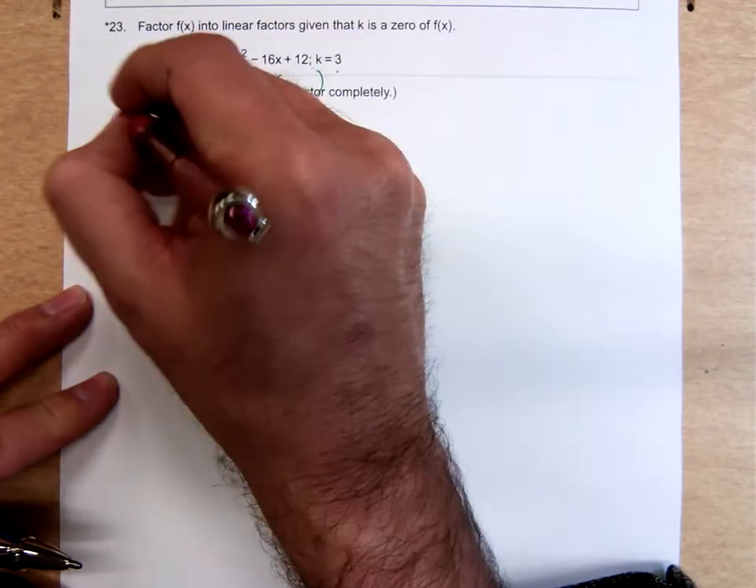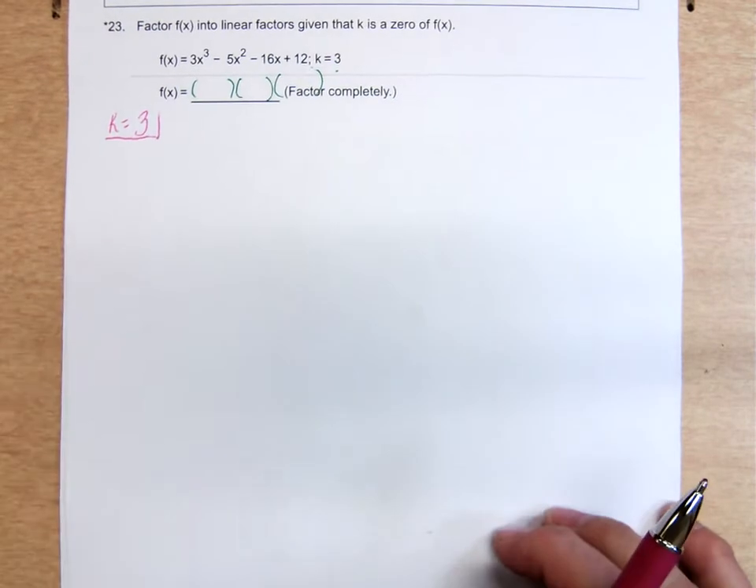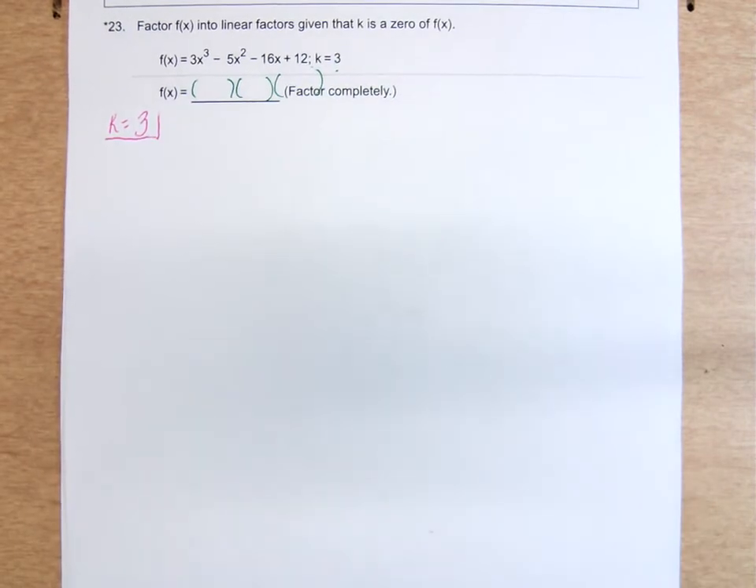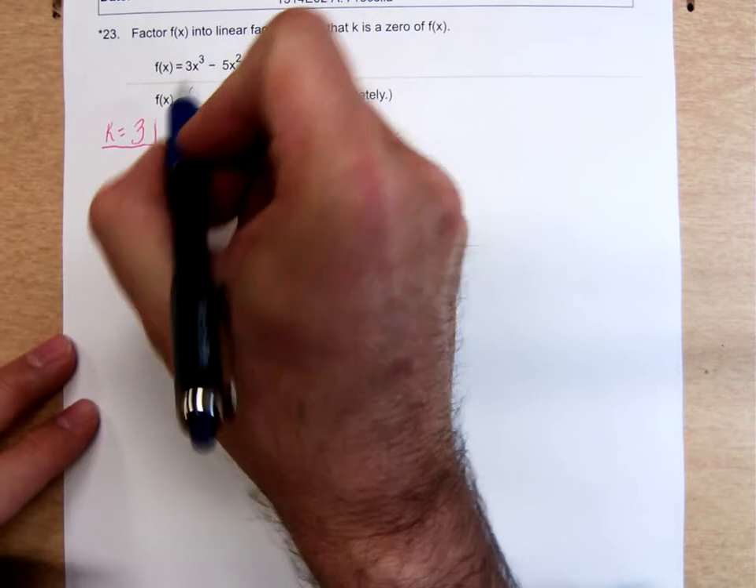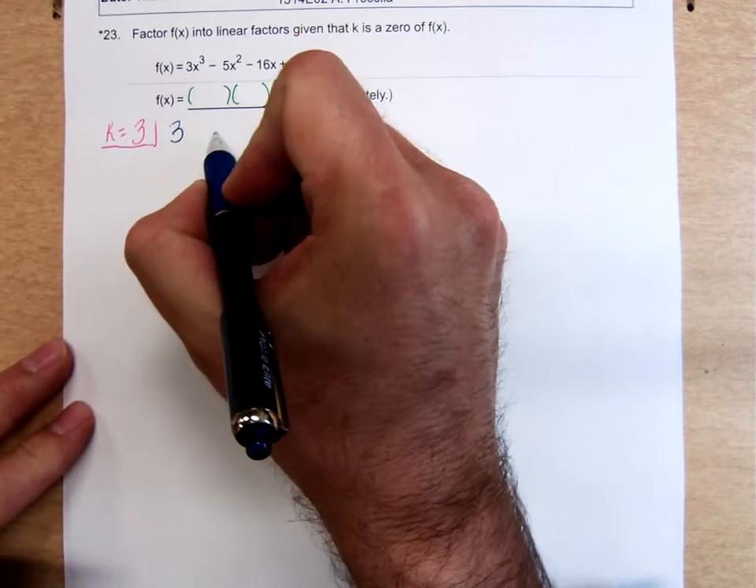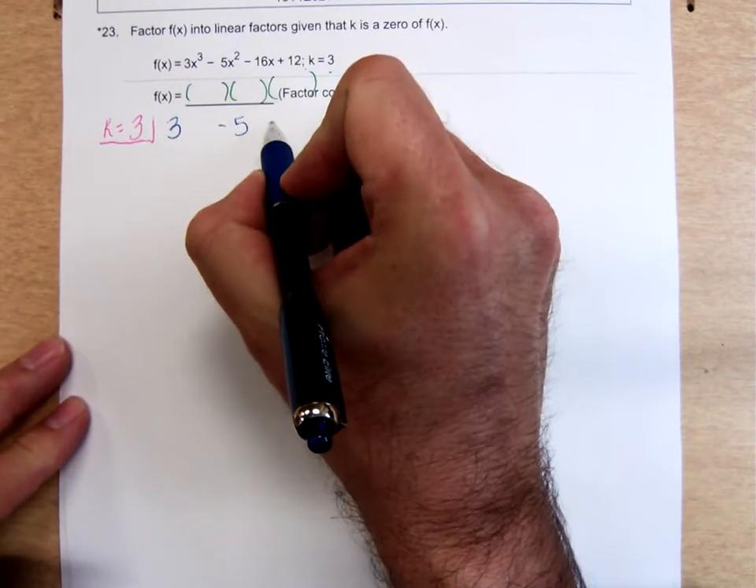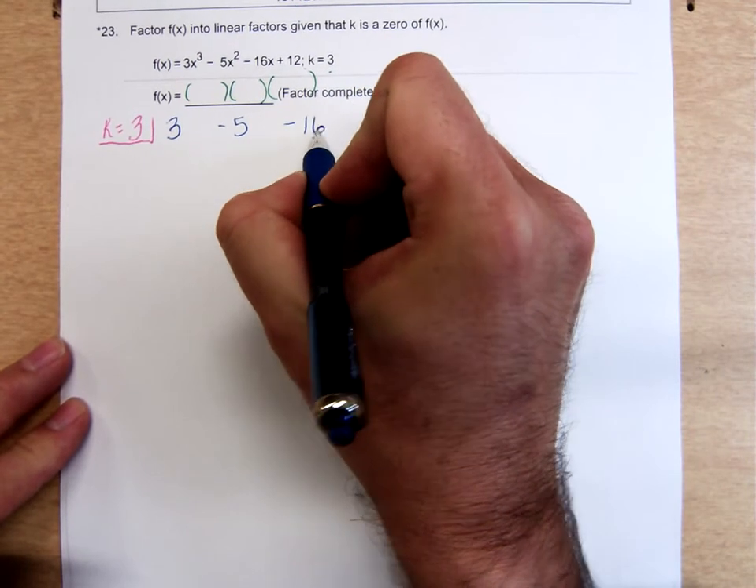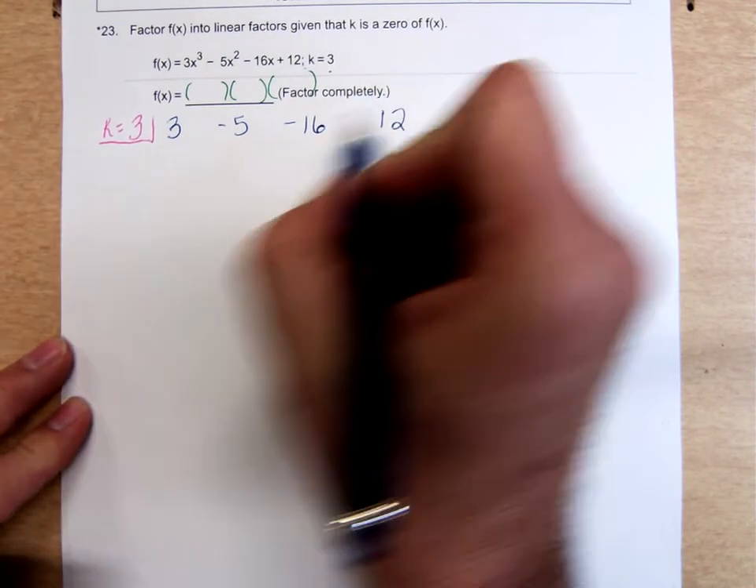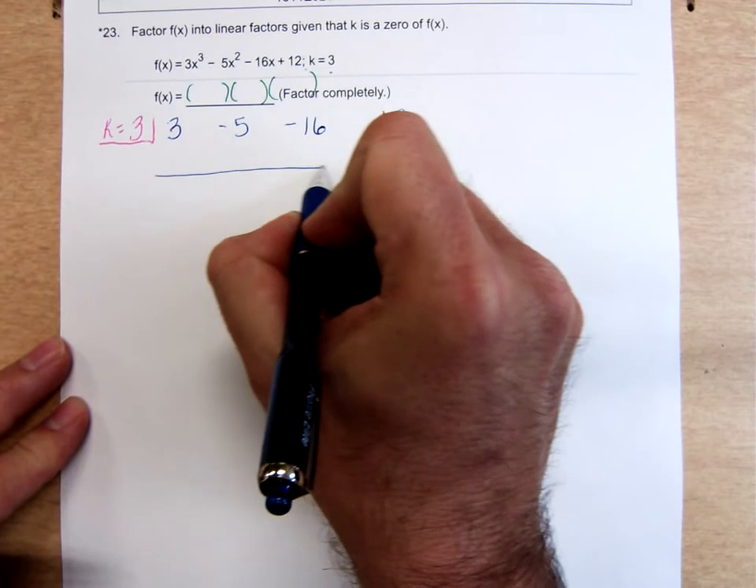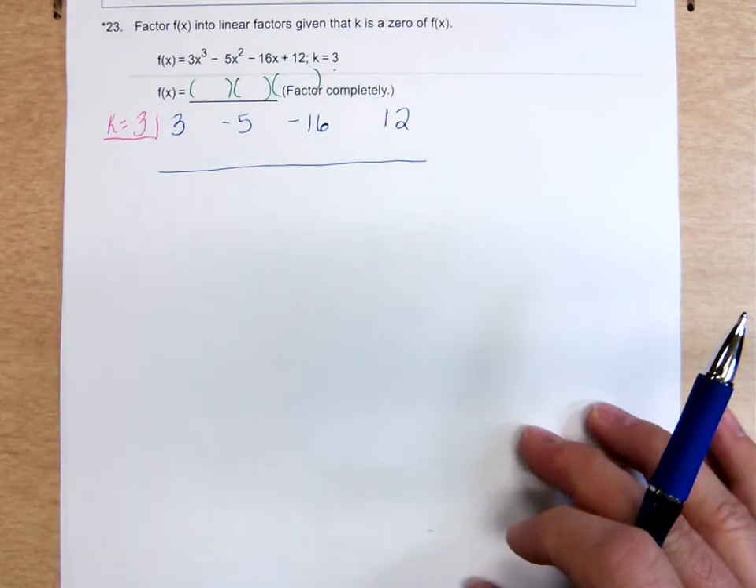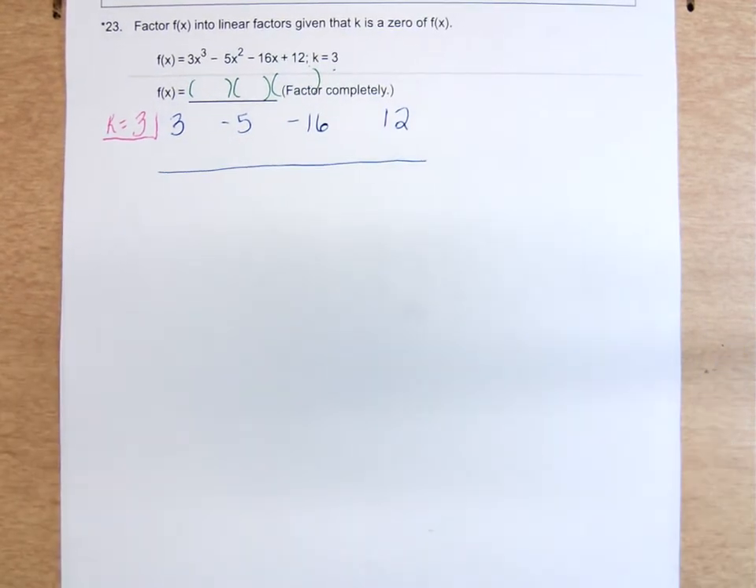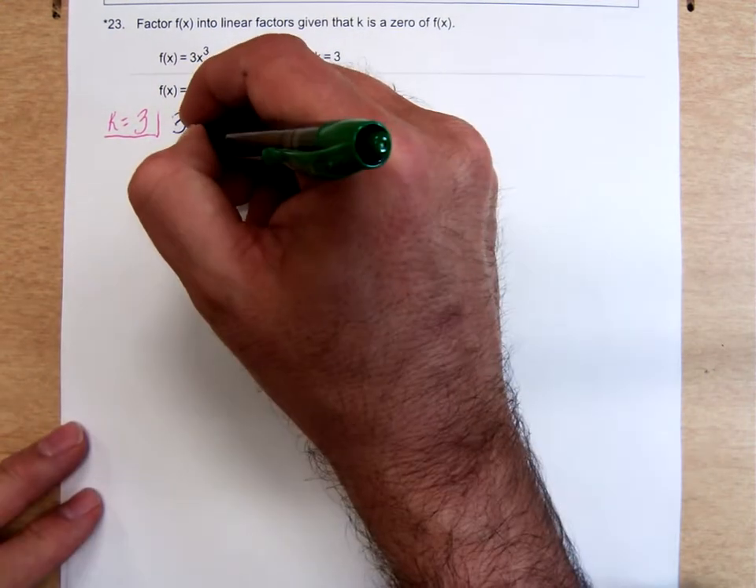K equals 3. Now remember to set these up. Synthetic division. 3, negative 5, negative 16, and 12. It's taken 3 lines, if this were notebook paper with lines that I was using here. And y'all remember the pattern for synthetic division?